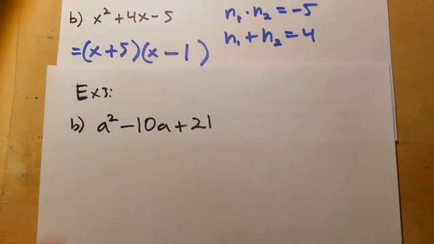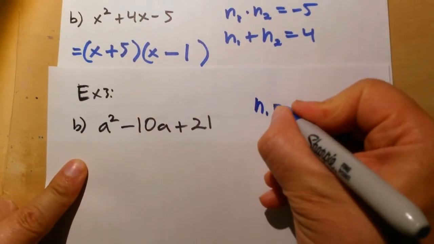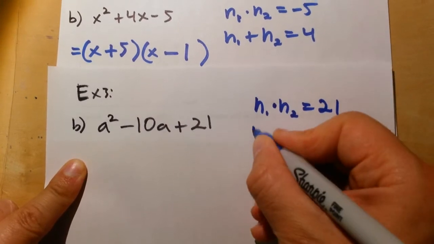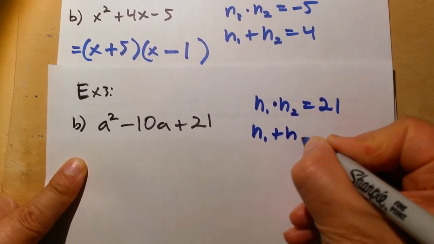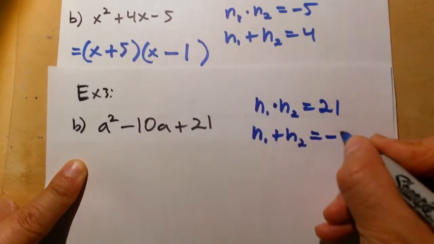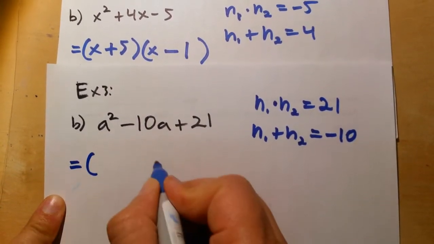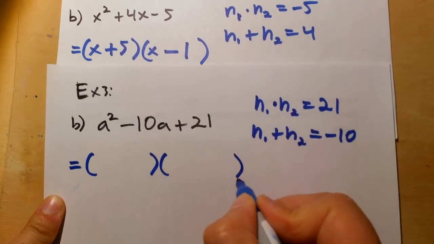Right. Same thing over here. We're looking for two numbers that multiplied will give us positive 21, and when we add these two numbers, we want to get -10. Right? So same thing here. What are these two numbers?